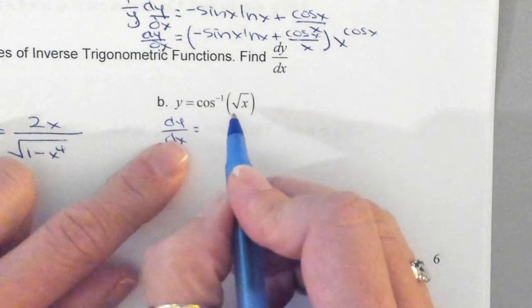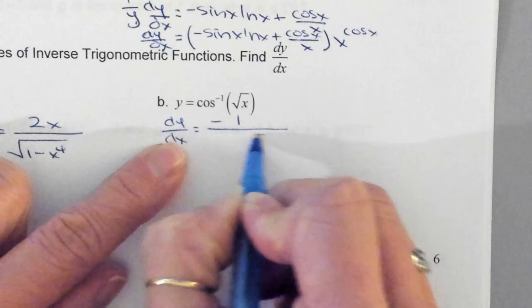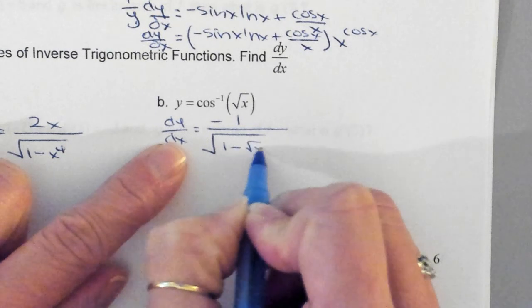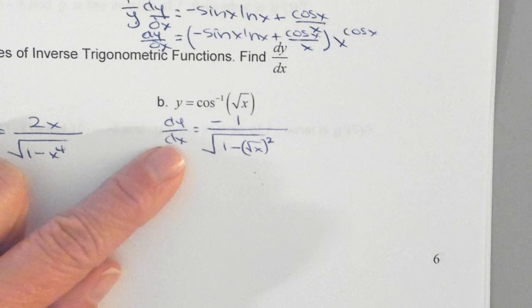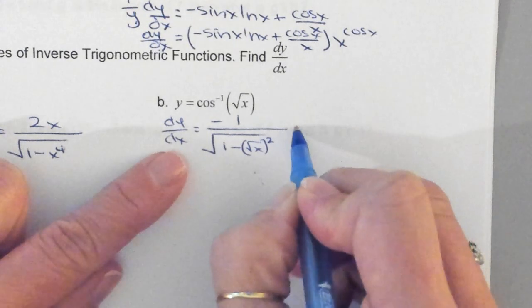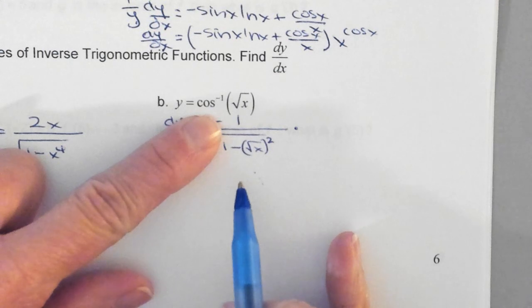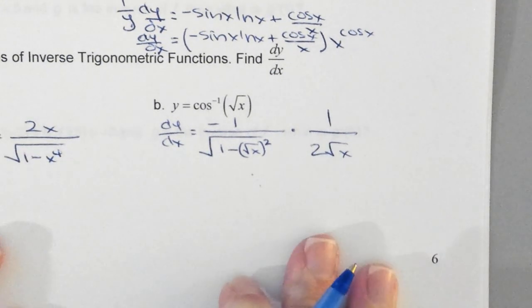Okay, so we're going to deal with this first. So this is going to be negative 1 over the square root of 1 minus the square root of x squared. That's going to get simplified in just a second, agree? Okay, then it's times, what's the derivative of the square root of x? 1 over 2 square root of x.